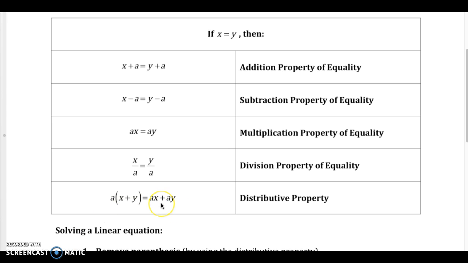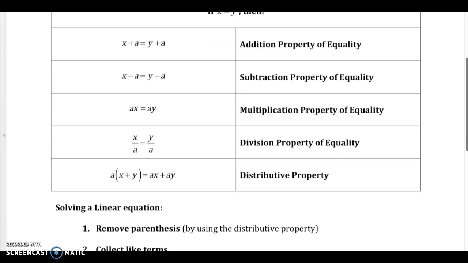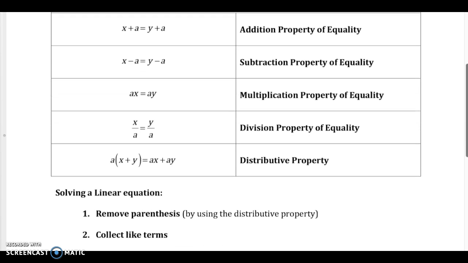It will be set up this way. So don't be afraid to use your formula sheet and look back at that. If you're questioning a property or you forgot something, especially if they're talking about naming properties or asking you what property was used in this step, don't be afraid to look back at those.